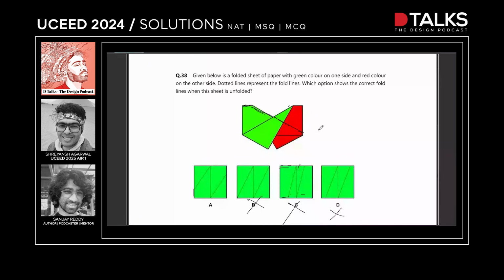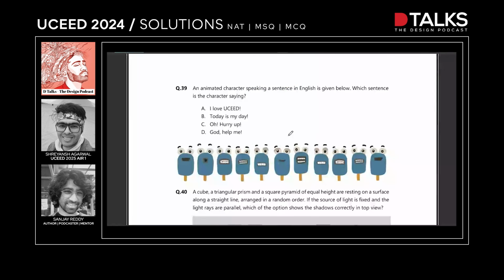And not as tough as I thought then. Animated character. I think this was also a GIF, right? No, this was this image only. Oh, okay. All right. An animated character speaking a sentence in English is given below. Which sentence is the character saying?